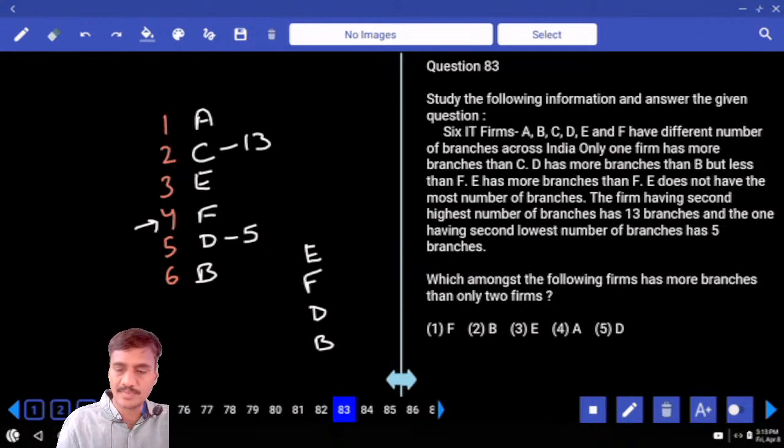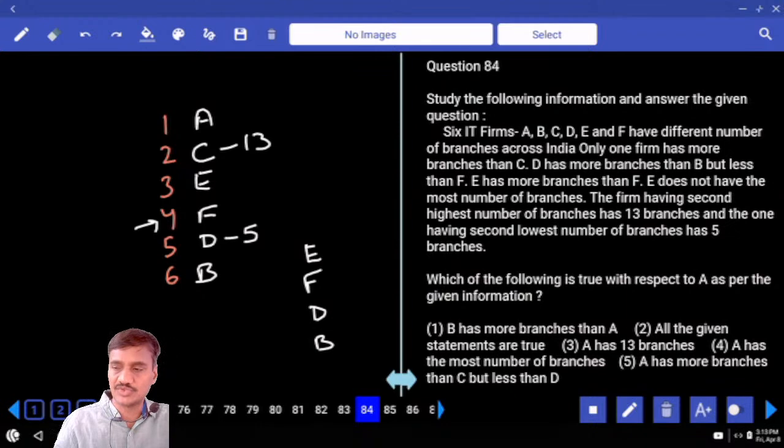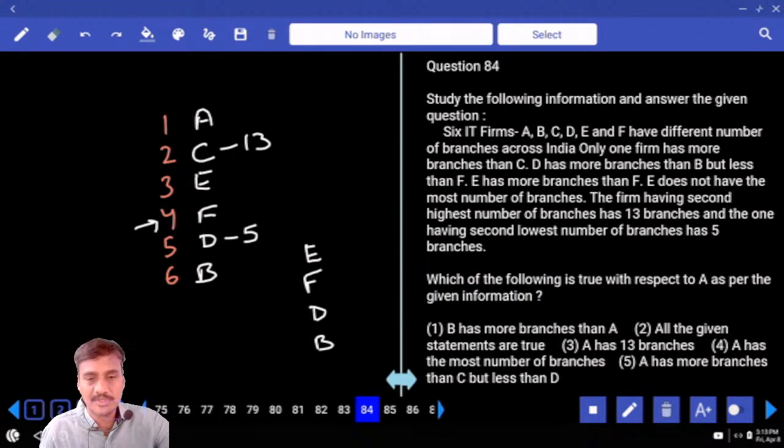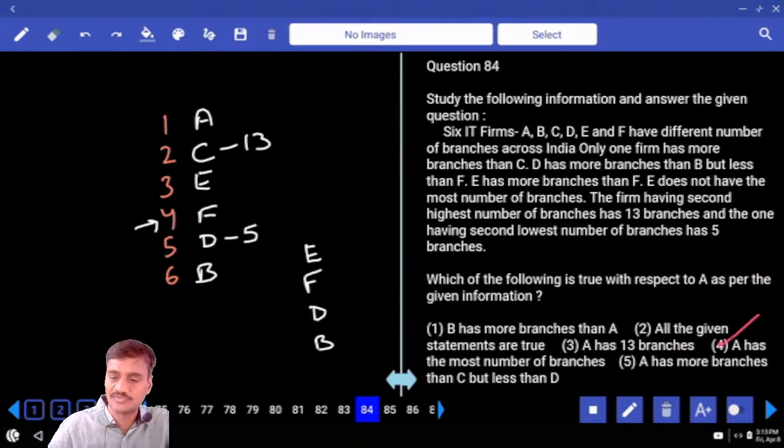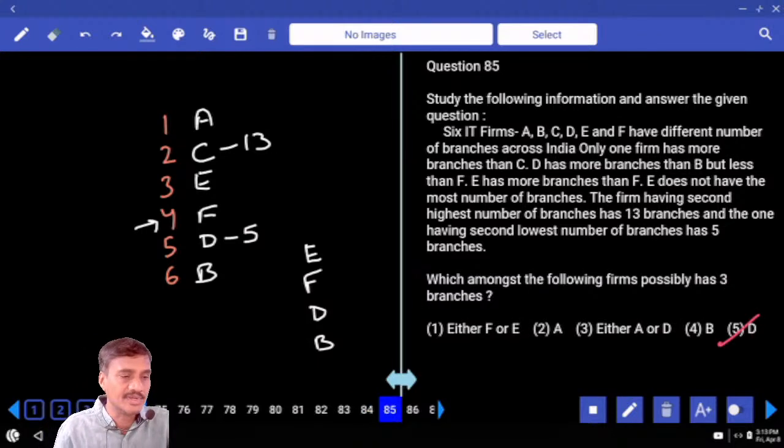Then 84. Which of the following is true regarding A? B has more branches than A, that is false. And third one, A has 13 branches is false. A has the most number of branches, definitely true. Choice 4, 84. Then 85. Now in this 85, which of the following firms possibly has 3 branches? That is none other than B. Choice 4, 85.